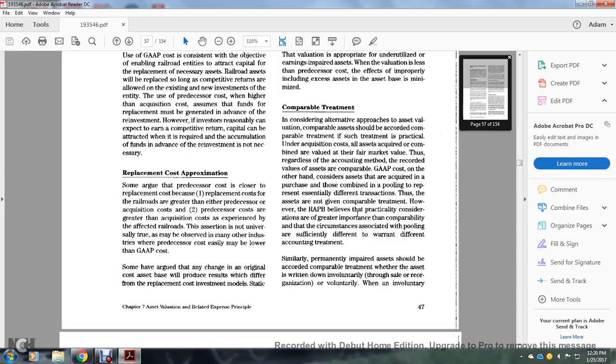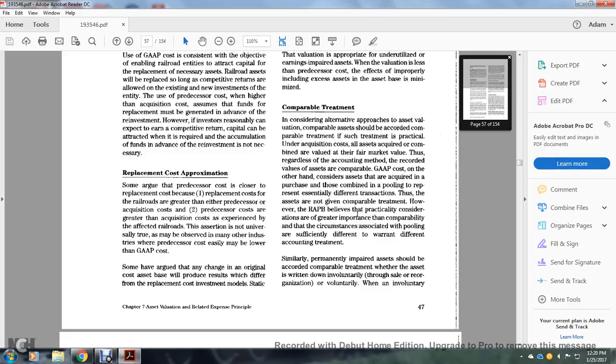Comparable treatment: consider the alternative approach to the assessment of the valuation. Comparable assets should receive comparable treatment, such that the treatment is practical under acquisition cost for all the assets acquired, combined with the value of either the fair market value, regardless of the accounting method, required for the value of the assets comparable to government accounting auditing principles.